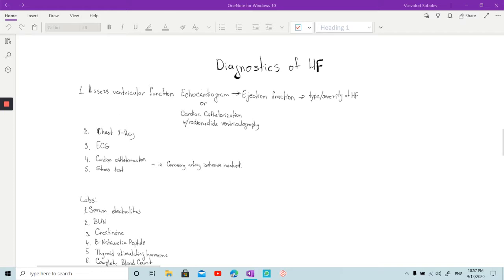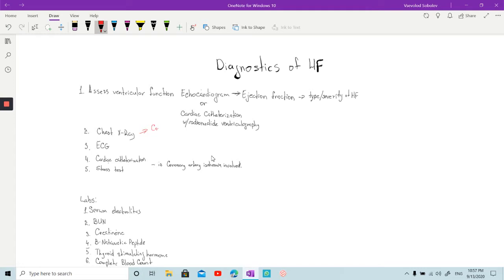So also we'll get chest X-ray. Chest X-ray will show us the congestion in the lungs, and it will also show us the hypertrophied heart.